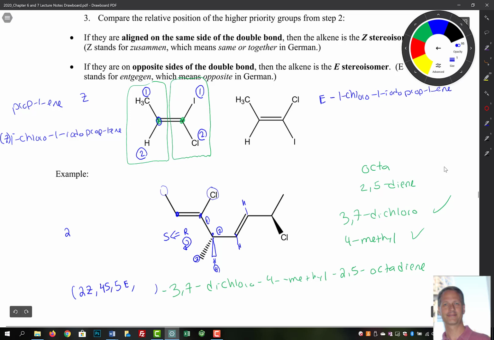And then lastly, what about this guy here? Well, that H is 4. Chloro is 1. This side is 2. That's 3. So we're moving around that direction. That is R. And then H is pointing away, so we're good. So that is a 7R. All right, so the full name of this thing is 2Z, 4S, 5E, 7R, 3,7-dichloro, 4-methyl, 2,5-octadiene.